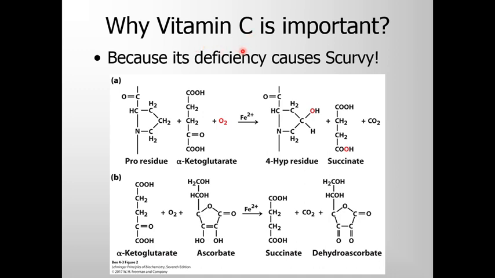And why is vitamin C important? Because its deficiency causes scurvy. Scurvy is caused by vitamin C deficiency. And vitamin C is required for many things, and one of them is hydroxylation of proline and lysine in collagen. Scurvy is a deficiency disease that is characterized by general degeneration of connective tissues. So, what happens when you have scurvy?